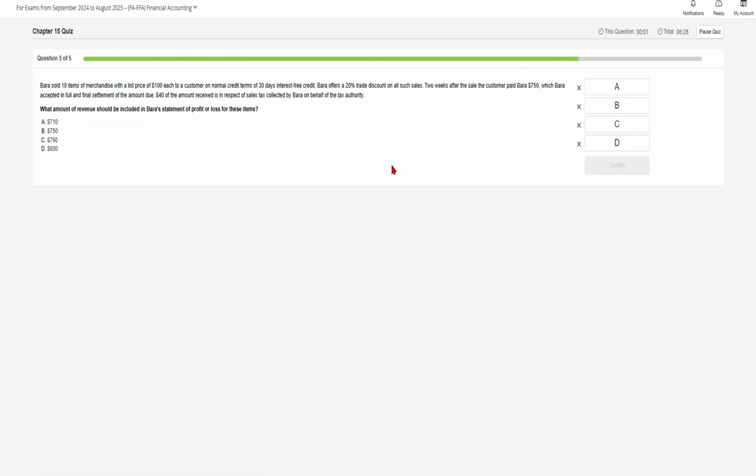Now the last: Bara sold 10 items of merchandise with a list price of 100 each to a customer on normal credit terms of 30 days, interest free. Bara offered a 20% trade discount on all such sales. Two weeks after the sale, the customer paid Bara 750, which Bara accepted in full and final settlement of the amount due. 40 of the amount received is in respect of sales tax collected by Bara on behalf of the tax authority. What amount of revenue should be included in Bara's statement of profit or loss for this item? In the sales tax or VAT case, we show the net amount in our P&L. So the net amount will be 750 minus 40, which is 710.